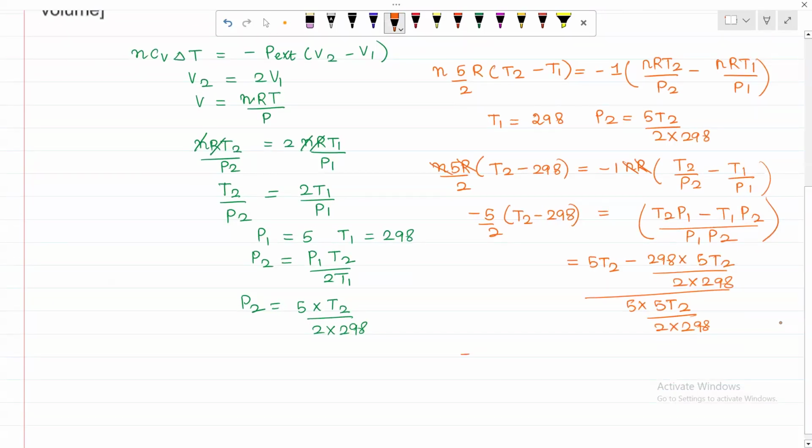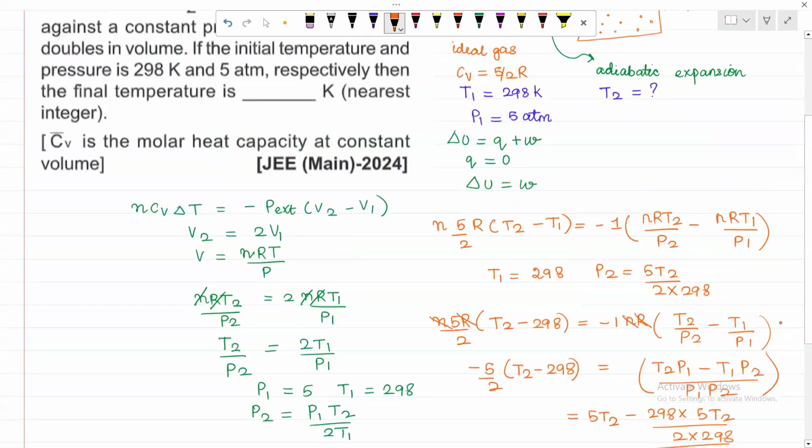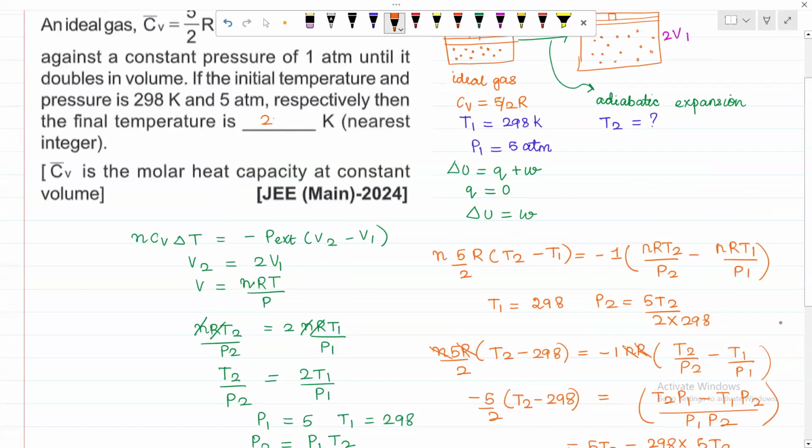So finally, on solving it, we get 3 by 2 (T2 minus 298) is equal to 59.6. Okay, so therefore, T2 is nothing but 374.16. So approximately T2 is 374. Okay. So the final answer for this question is 374. I hope you understood this question, students. Thank you.